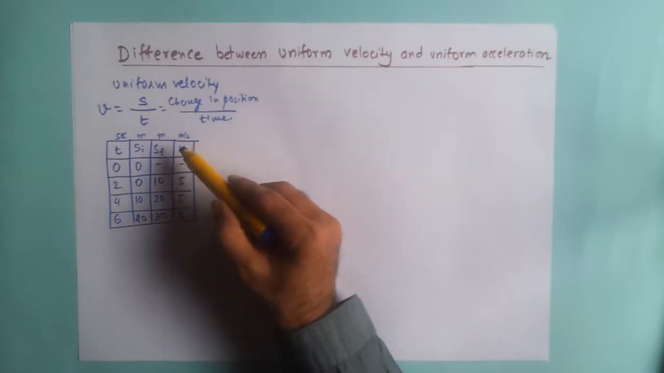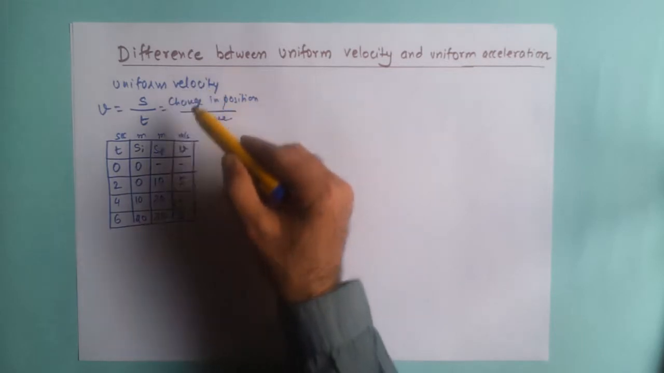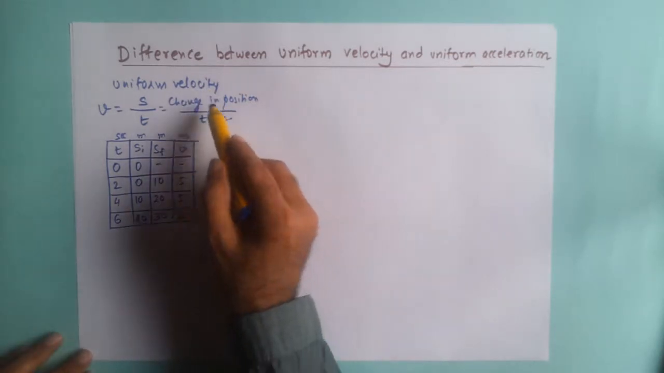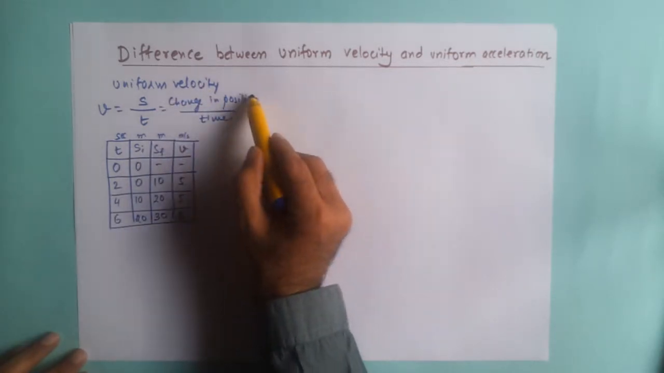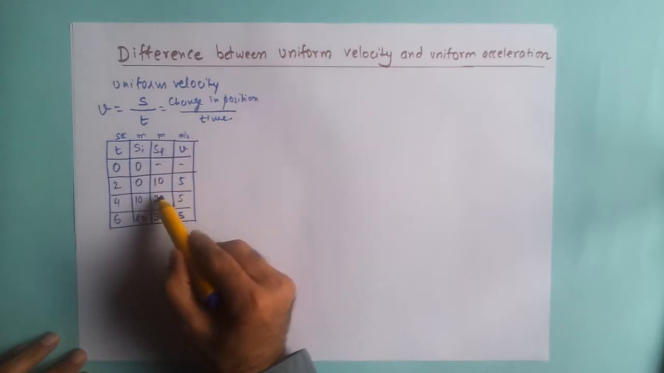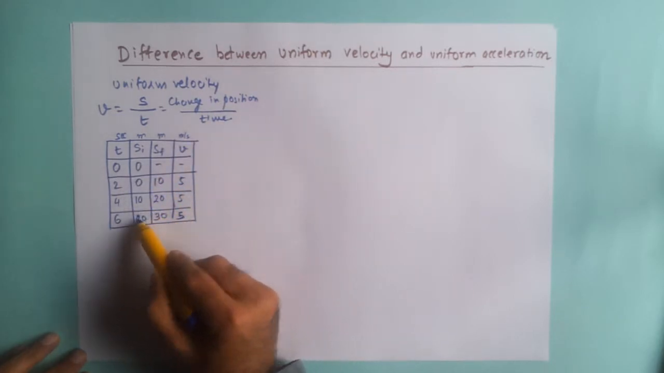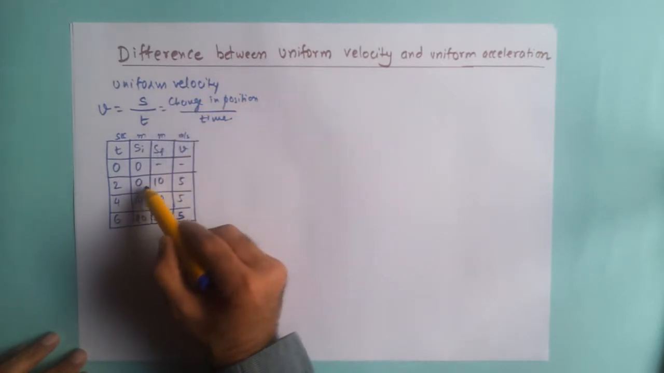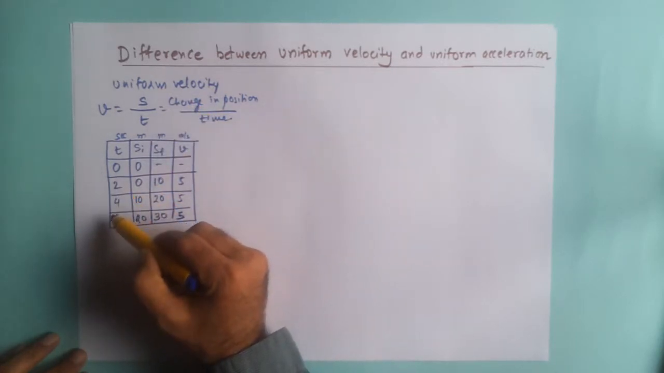So what is happening is this object is moving with constant velocity, uniform velocity. The reason is that the change in position upon time is constant. The change in position is 10 meters: 10 minus 0 is 10, 20 minus 10 is 10, 30 minus 20 is 10. And this change of 10 is happening every time in 2 seconds.